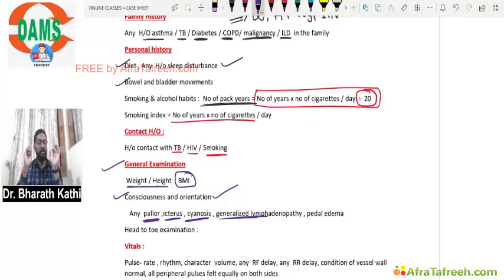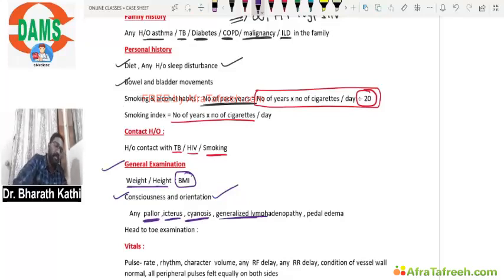Make sure you are checking all the areas, and if the examiner asks, make sure you say you have examined those areas, or else examiners will be very furious. A few examiners will be very particular about lymphadenopathy. They'll ask, did you check in the groin, axilla, neck, supraclavicular areas? Make sure all those areas have been adequately checked. And pedal edema, then head to toe examination. From head to toe you have to see various signs.